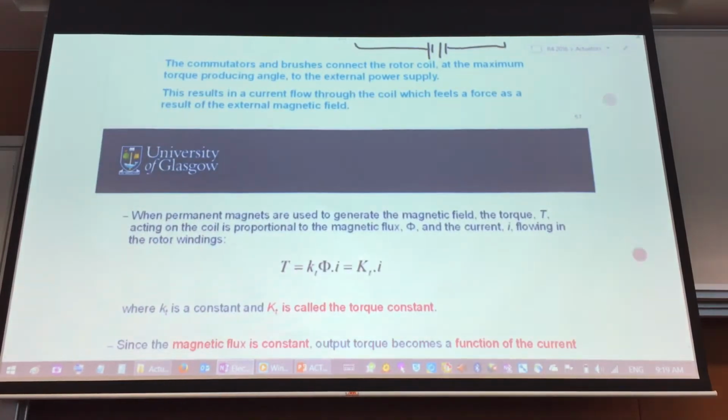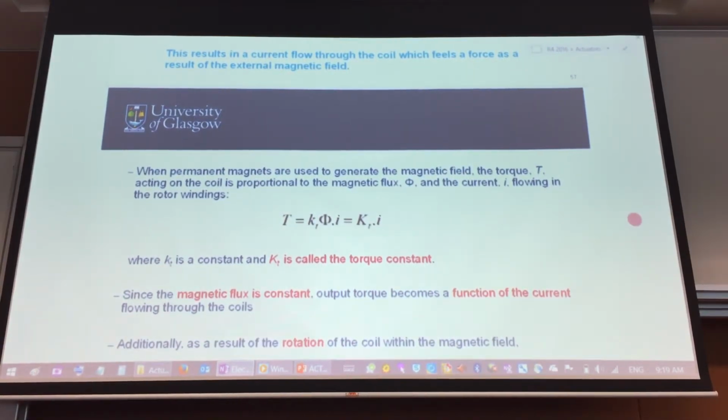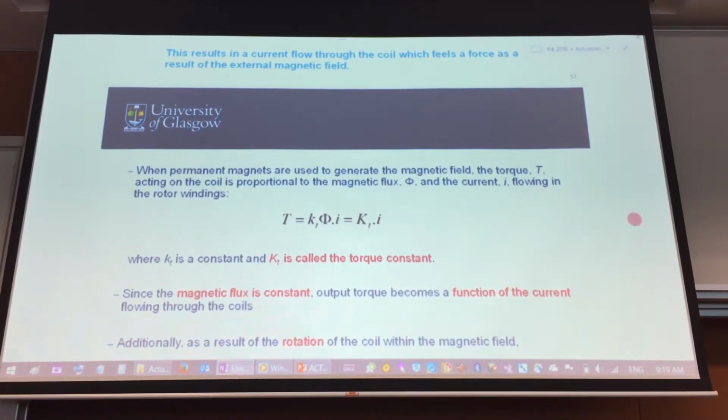So let's have a look at some mathematics: how to model this brushed DC motor. The amount of torque that we can obtain relates to the amount of force being generated. And that force is proportional to the amount of current that we feed in. In short, under a constant magnetic flux, as we increase the current, the amount of torque would increase as well.